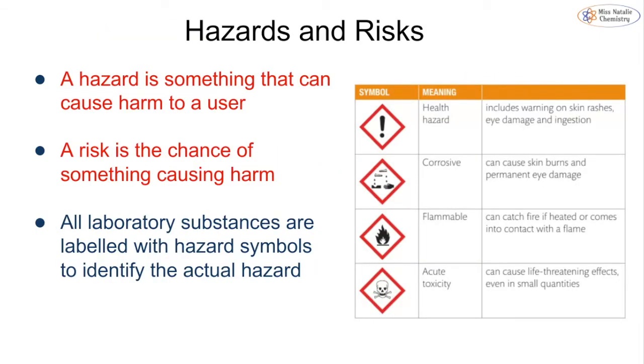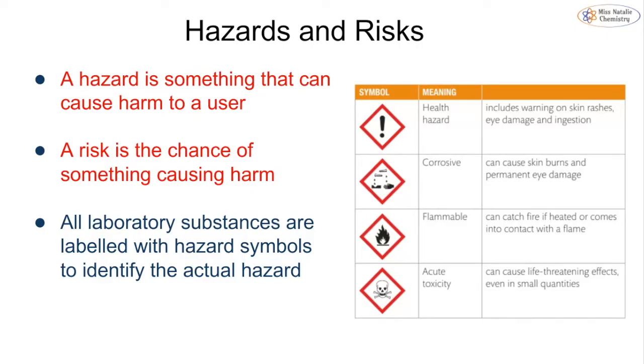Now, it's important that we understand the difference between hazards and risks. A hazard is something that can cause harm to a user, and a risk is the chance of that hazard causing harm. Most people will use these interchangeably, but within science, these do mean two different things. So do make sure that you can distinguish between them.